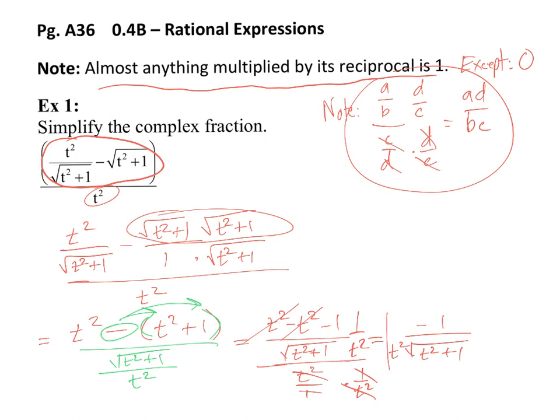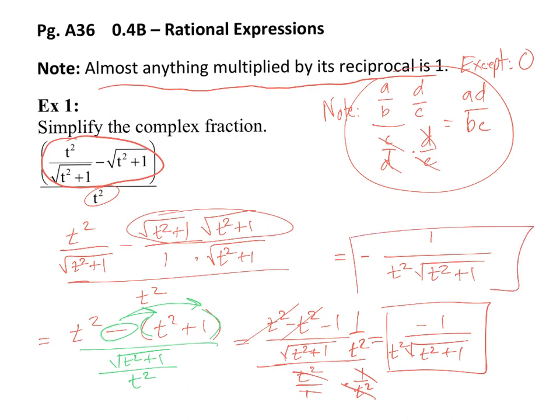Now you could write your answer like this, where typically when you see it in the book, the negative will be right next to the division sign. All right, so it's negative of 1 over t squared times the square root of t squared plus 1. Done. On to the next example. All right, so just take these problems step by step.